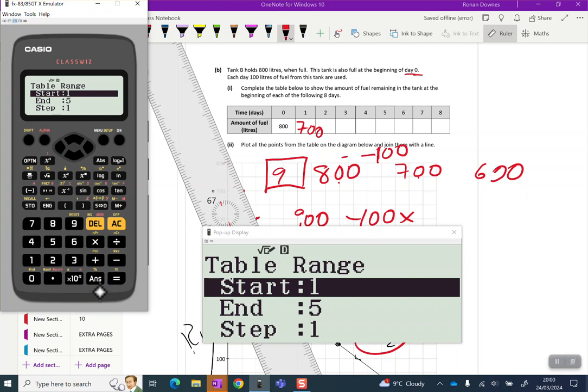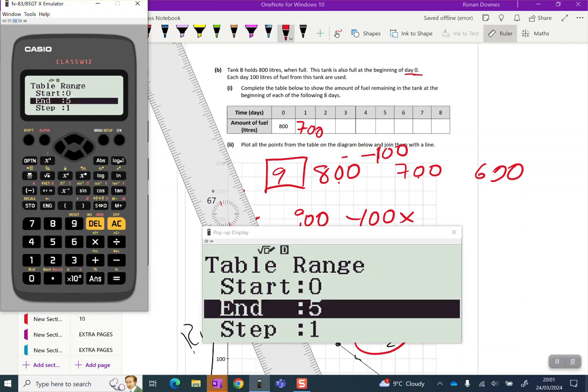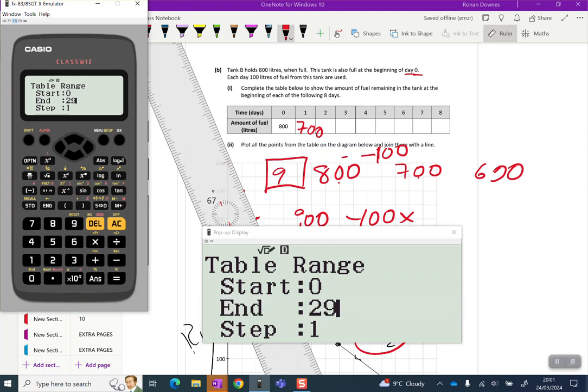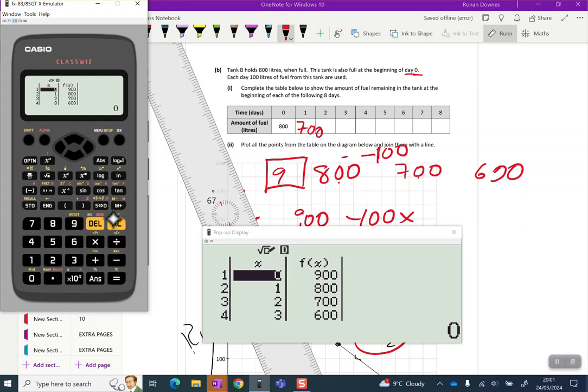We don't want G. We will start at 0, because sequences start at 1, but graphs with x, continuous graphs, start at 0. And I'm going to put a big number in there because I can, and we step by 1. Okay, and these are the numbers that go into here. 900, well, we won't use that actually, we'll use the 800, which is there already, then 700, and now 600. It just makes it a little bit easier.